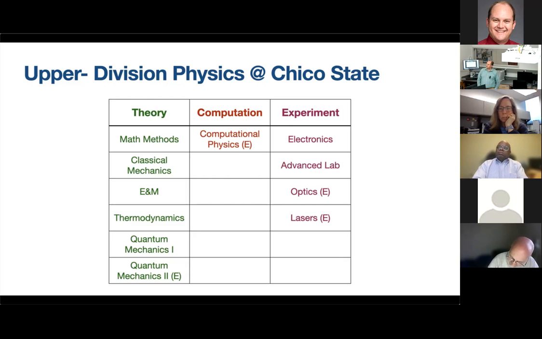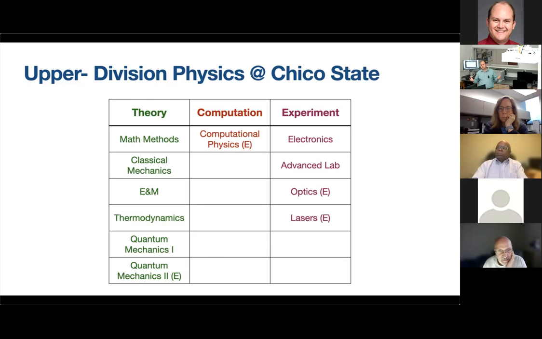And then our optics and lasers courses are very much lab classes as well. The E next to those indicates those are elective classes. So our traditional physics major doesn't require students to take quantum mechanics 2, computational physics, optics, or lasers. They have to take some mix and match of those or possibly other courses that they can argue with the department chair.